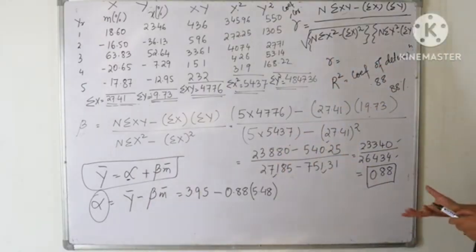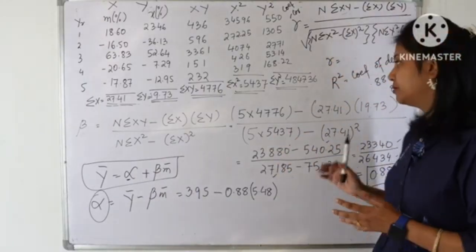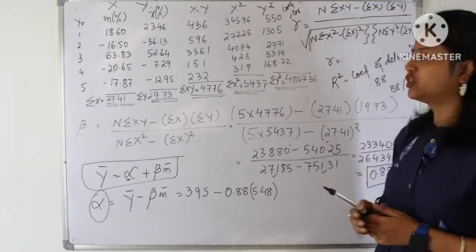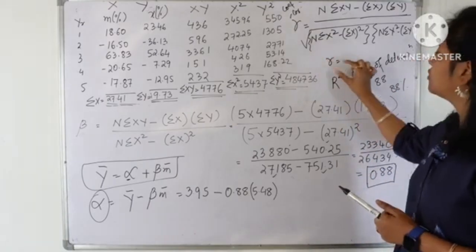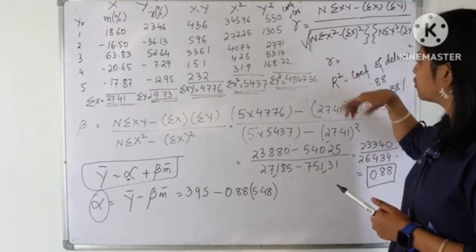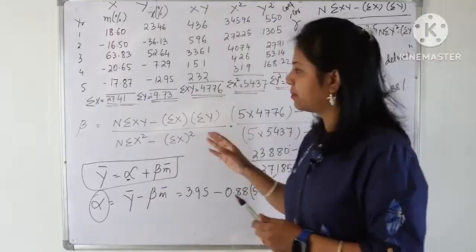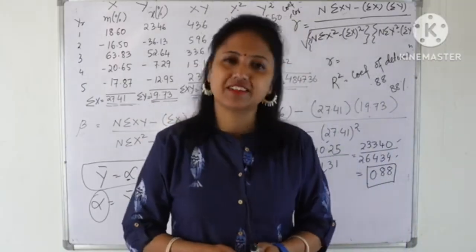If you have this information, you can calculate the coefficient of determination. And for that, you have to find the coefficient of correlation. Once you know the coefficient of correlation, you just square it, you get the coefficient of determination. That's a different thing, but how to calculate beta we have seen in this video.